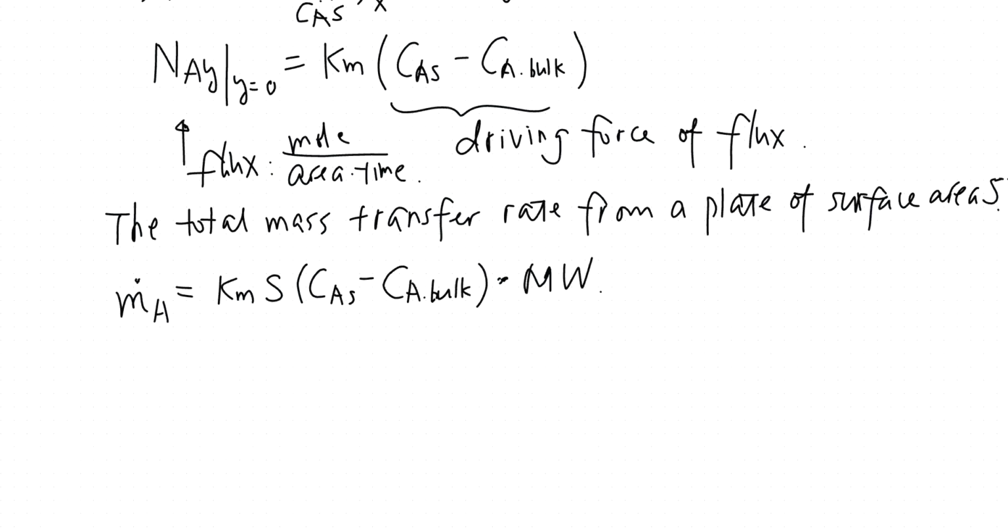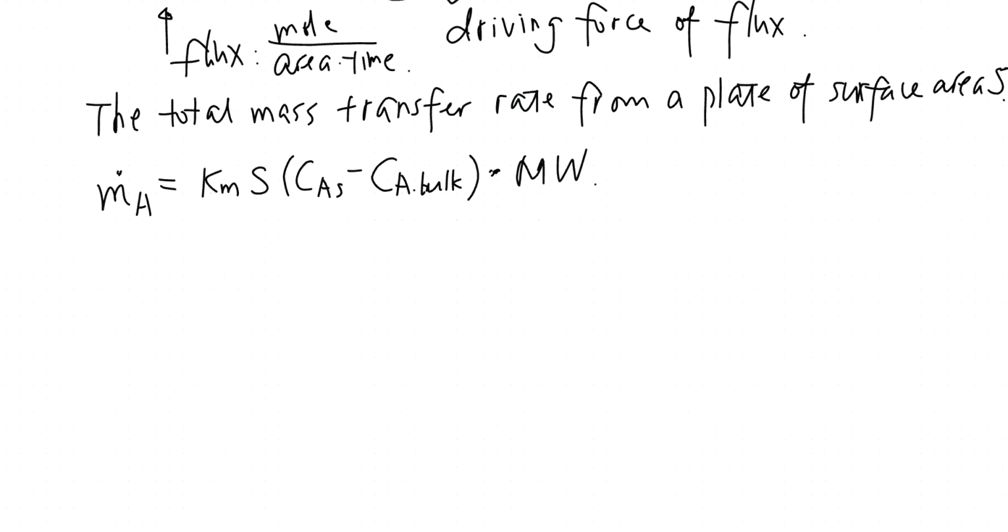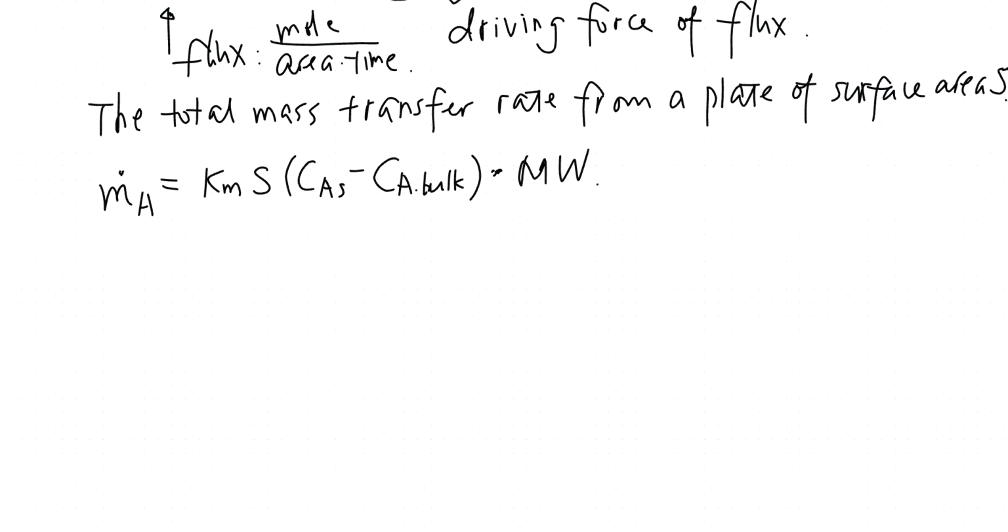Then you may wonder, okay, how do we know Km? In some cases you may be able to derive it. Sometimes it can also be determined from experimental conditions if you cannot derive it analytically. Now let's look at an example where people can derive the Km analytically.